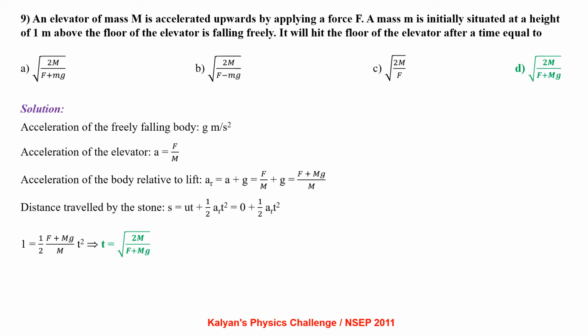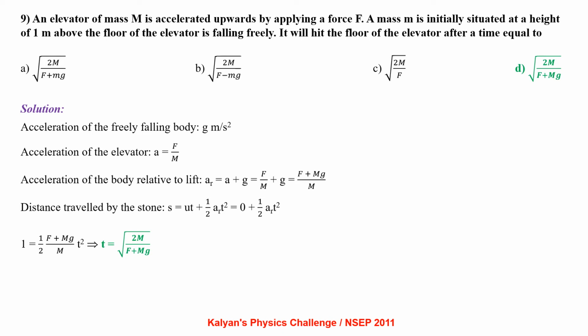An elevator of mass capital M is accelerated upward by applying a force capital F. A mass m, initially situated at a height of 1 meter above the floor of the elevator, is falling freely. It will hit the floor of the elevator after a time equal to? Acceleration of the freely falling body is g meter per second square. Acceleration of the elevator, A, equals F by M. Acceleration of the body relative to the lift, A relative, equals A plus g, that is F by M plus g, that is (F plus Mg) by M.